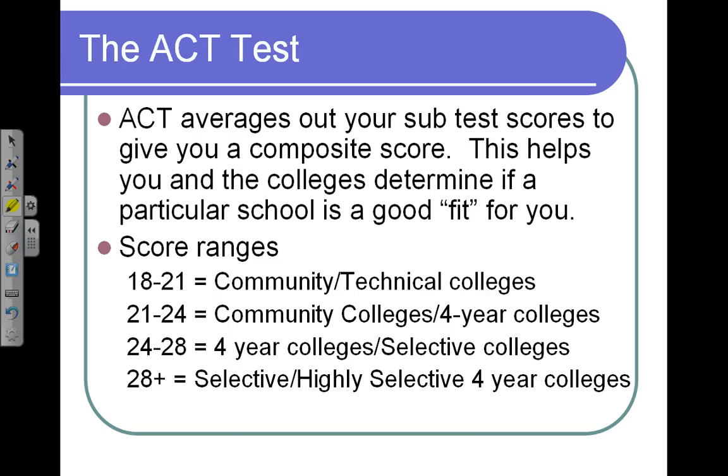Looking at your notes, please indicate what kinds of colleges generally fit within particular score ranges. Keep in mind that these are just general ranges, not absolutes. For example, if you had a 22, that doesn't mean that you couldn't get into a selective college. It would be much more difficult, but depending on the other criteria the college is using, you might still be able to get into your selective college even with a 22 on your ACT.